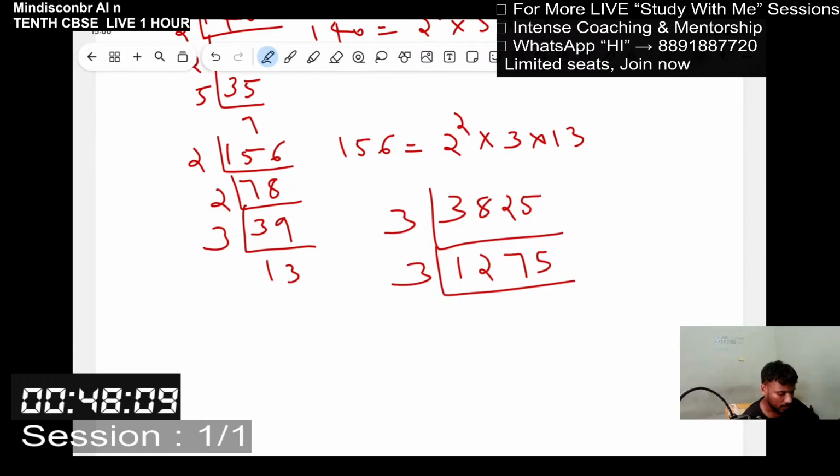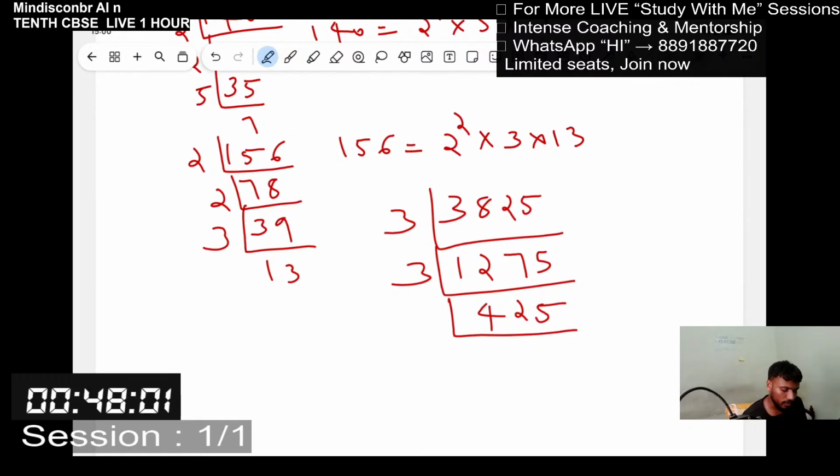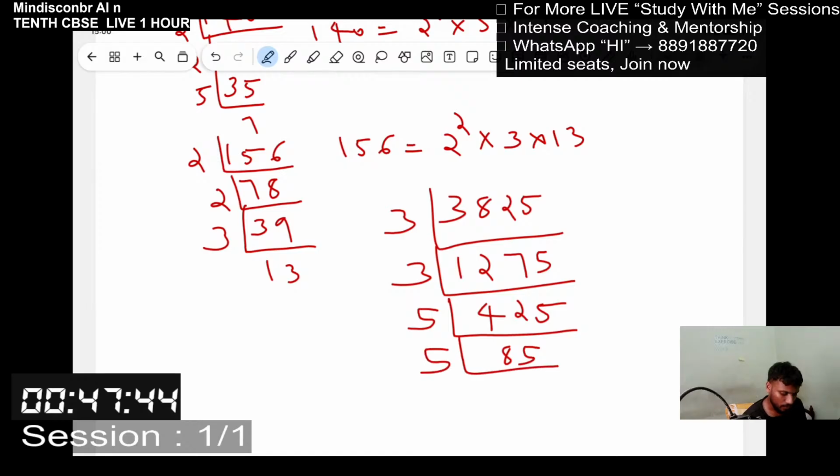3. 425. Now 4 plus 2, 6. 6 plus 5, 11. Now 11 is not divisible by 3. So we cannot divide by 3. 5, 85, 5, 17. So 3825 is equal to 3 square into 5 square into 17.